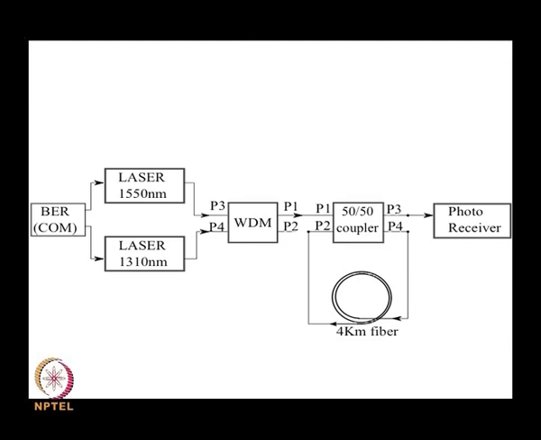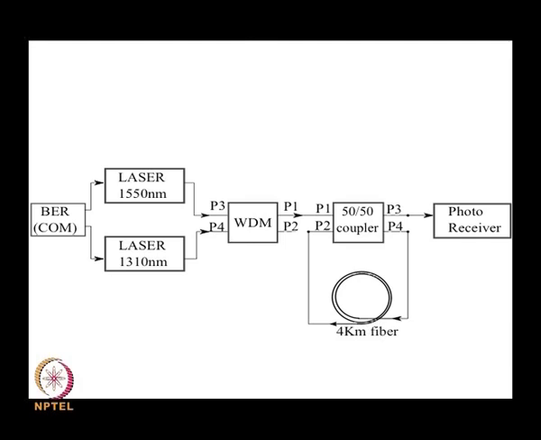So here we have a WDM output which we give to a 50-50 coupler. So half of the power of port 1 goes to port 3 and the other half goes to port 4. Now the power coupled to port 4 goes through a 4 km long fiber and then again comes into the 50-50 coupler. Now again half of the power goes to port 3 and half of the power goes to port 4.